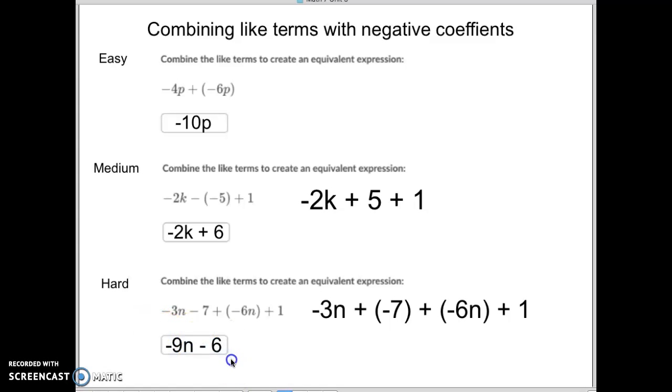I don't think this was too terribly hard, but you'll probably agree it was the hardest of these three.